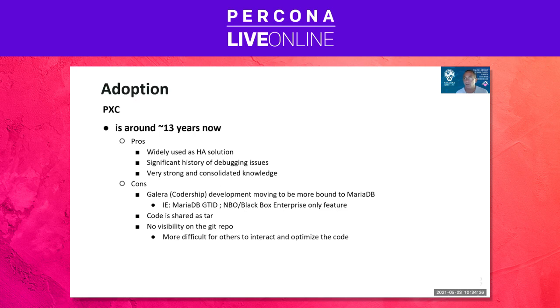For cons, a little bit, let's say that some of the new features are going to exist only in MariaDB Enterprise, and also the move to support GTRD coming from Maria, which is a different protocol that is absolutely not compatible with the others. Me being a community person, I personally feel uncomfortable with these changes, but that's me only. The other part is that the code is shared as tar. There is no visibility about the changes in the Git repo. So it's more difficult to interact with the code itself, to provide feedback, and to provide contributions, as open source normally is.